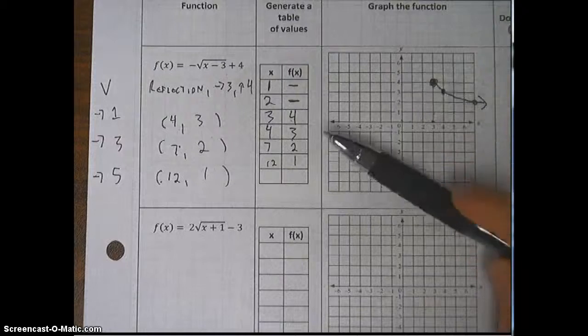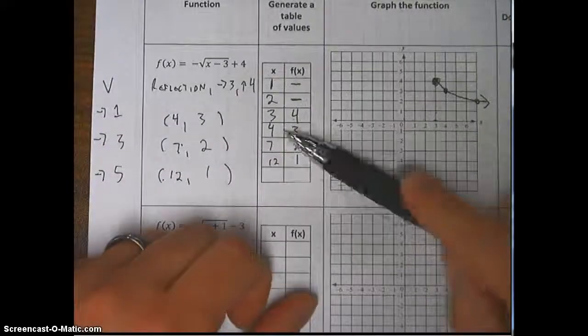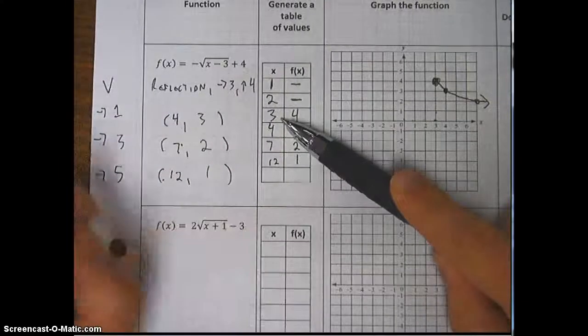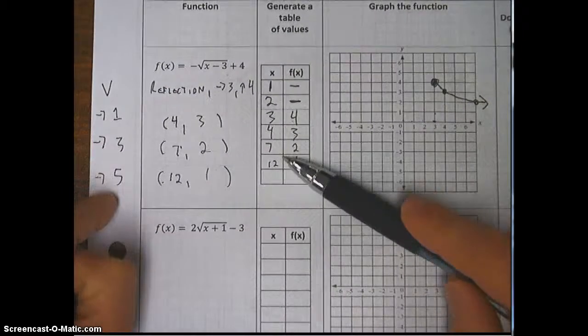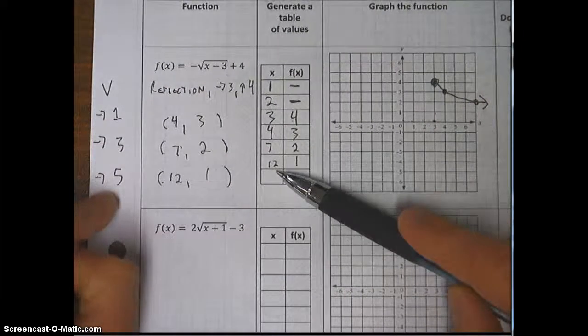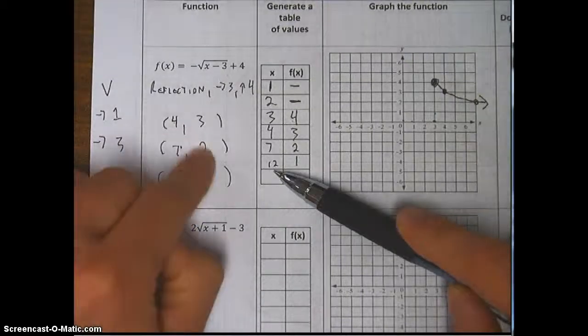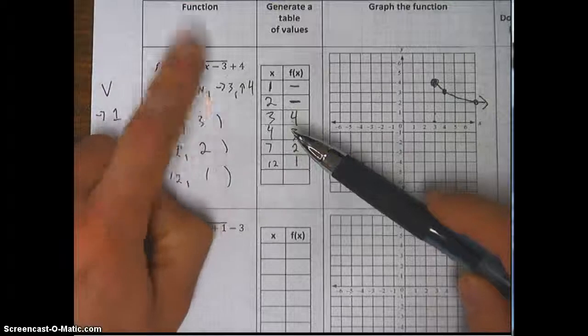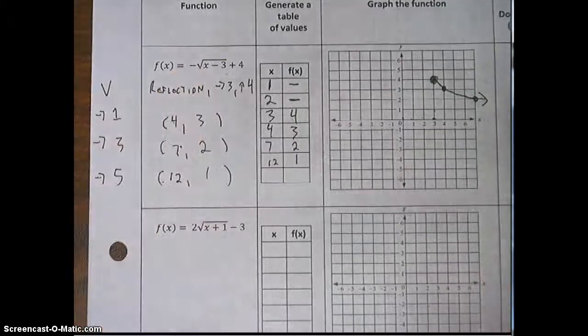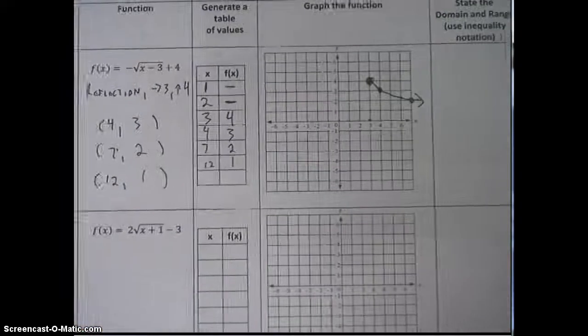Now to generate the other points, take that x value, take that 3 from the vertex, and go right 1, then go right 3, then go right 5. That'll get you whole numbers so you don't have any trouble graphing. And then to get the y values, you're going to take the x values you just generated and plug them back into the function. That's how we did all this. Let's talk about domain and range.